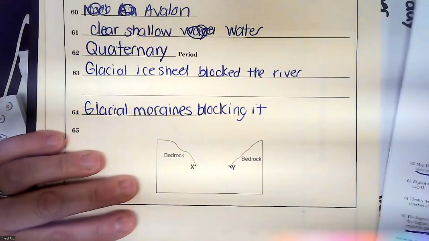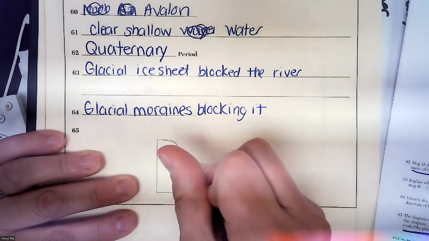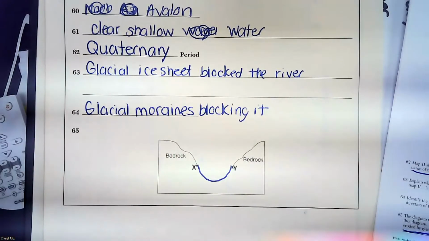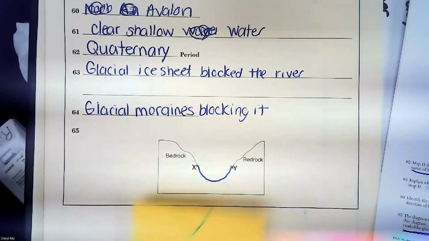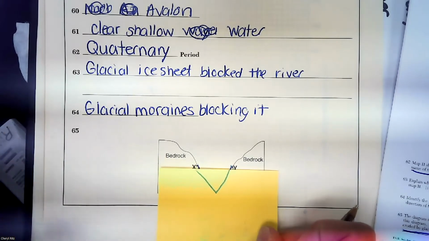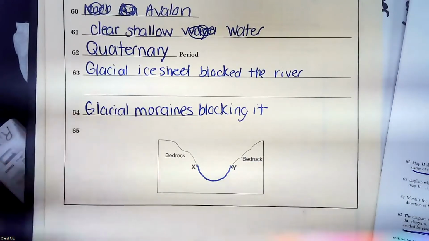Valleys formed by glaciers, what do we always say they look like? U-shaped. Yeah, that's all you needed, was something that looked like a U. If your answer came to a point, I'd have to mark it wrong. So this one's wrong. It has to have a nice U shape to it.